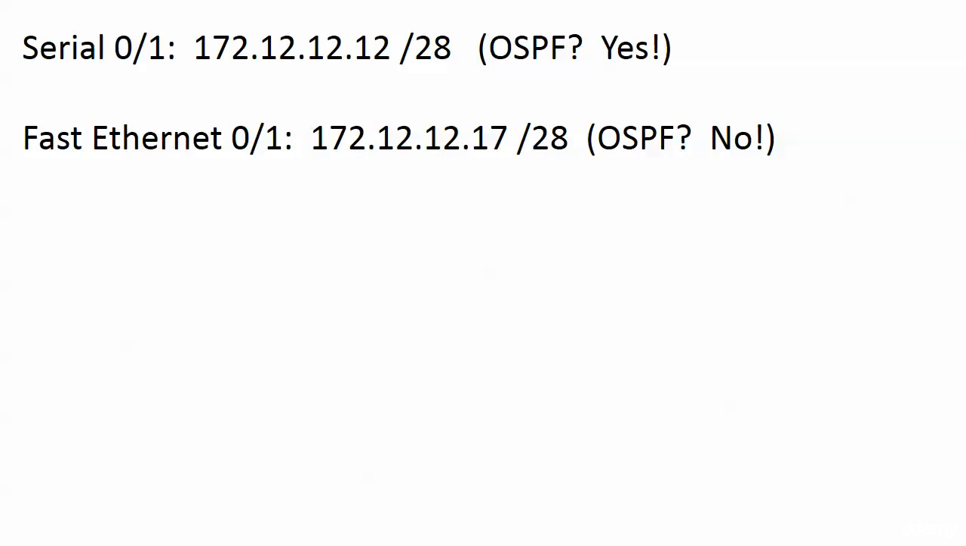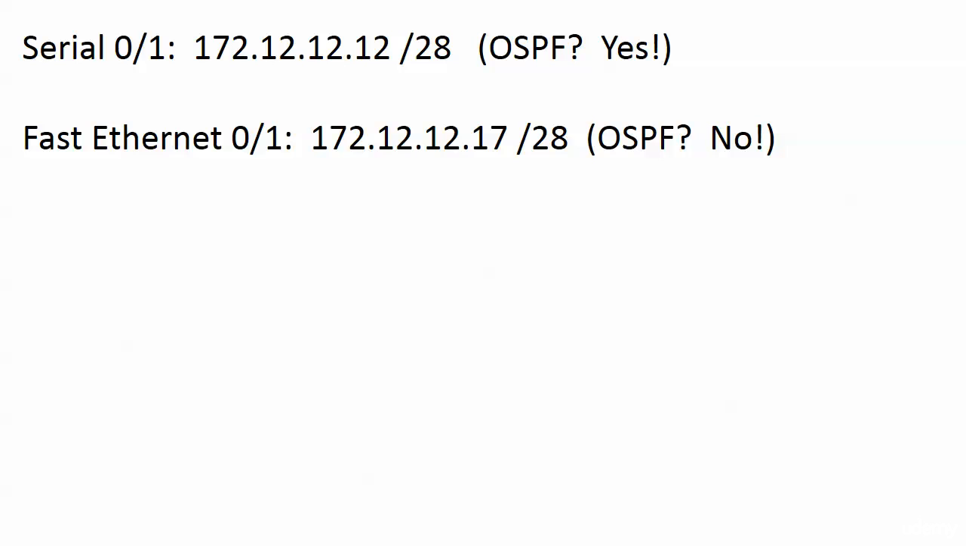With the network command, remember that, it would just be network 172.12.0.0, and then all of a sudden you've got RIP running on your serial interface and your Fast Ethernet interface, and you didn't want to do that here. So what wildcard masks allow us to do is really tie down which interfaces on a router will be running a routing protocol and which ones will not be.